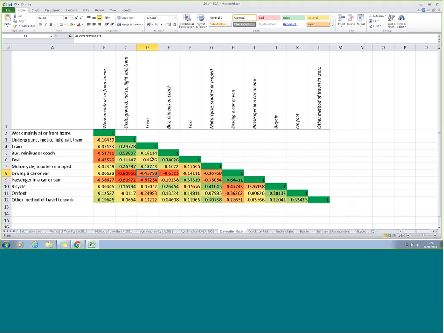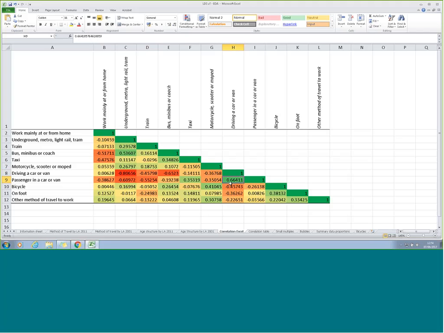So we can ignore some of the ones that are a bit smaller than that, but actually these 0.4s are pretty interesting. So these are all negative. There are some positive correlations going on here as well. It's not particularly surprising that driving a car or van associates pretty well with passenger in a car or van. That's not massively surprising. But there's all sorts of things going on here.